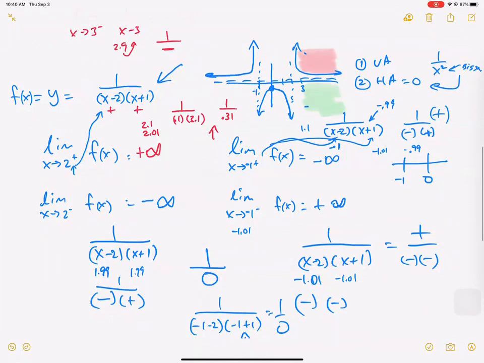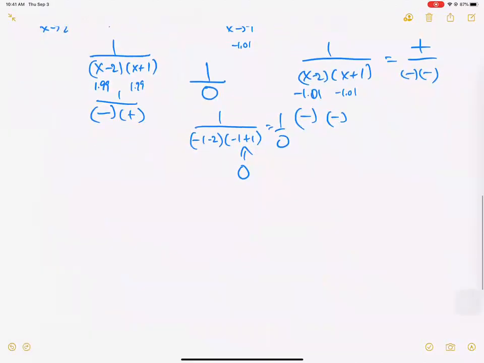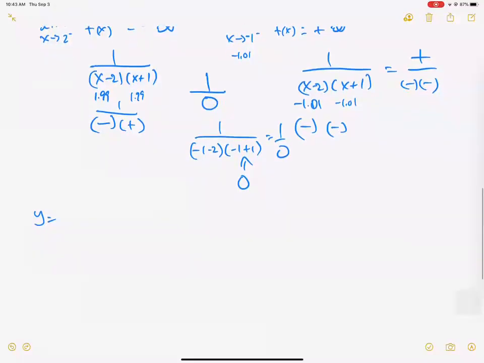Okay, now let's do one more quick example. I want to make this trash. Okay, here we go. Oh, wait, let me pause. Give me a second, please. Okay, let's do one more example of vertical asymptotes. And this time we're not going to graph at all.